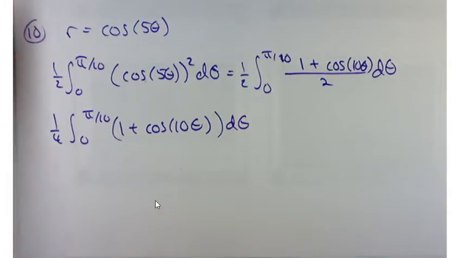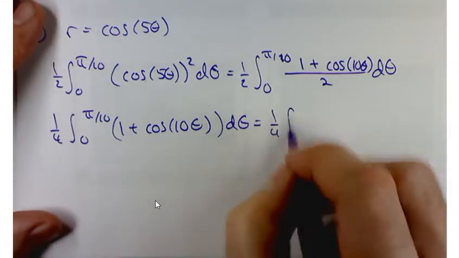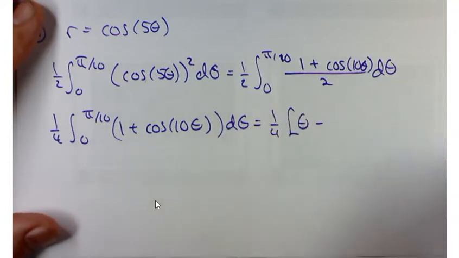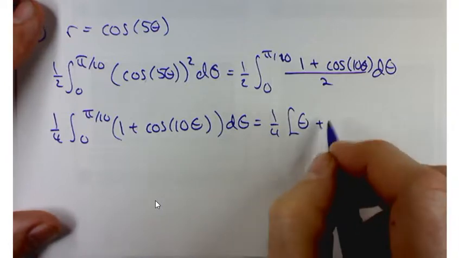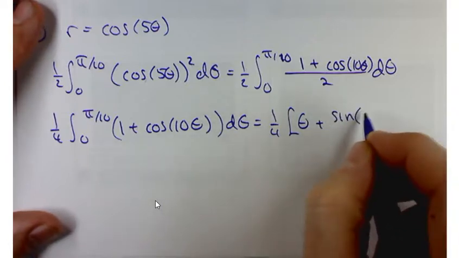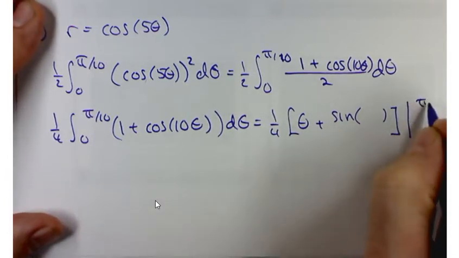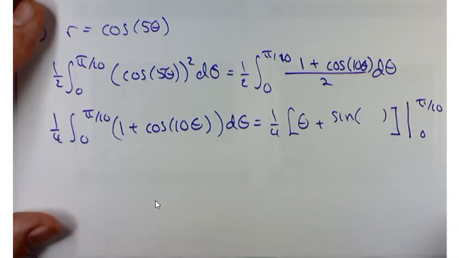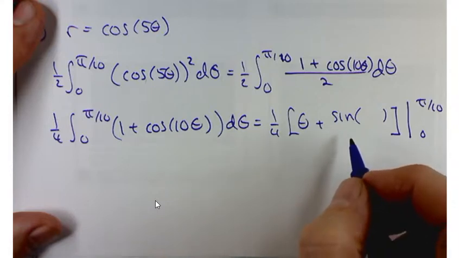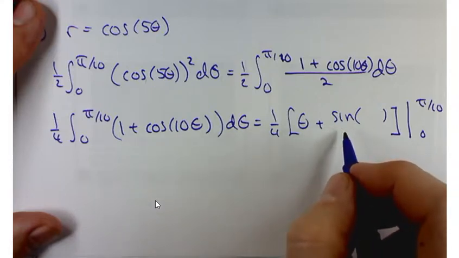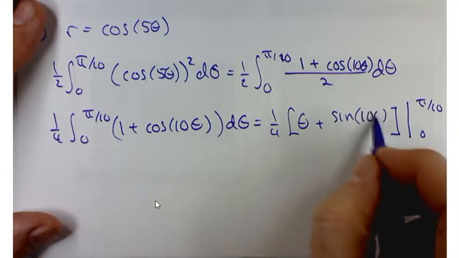Now it's just a matter of finding a couple antiderivatives. I'll split the work with you. I'll do the first one. That's theta. You do the second one. All right. Plus what? Anyone? Yep. Sine of 10 theta over 10.